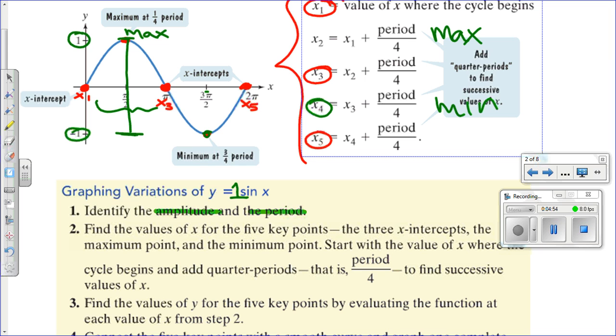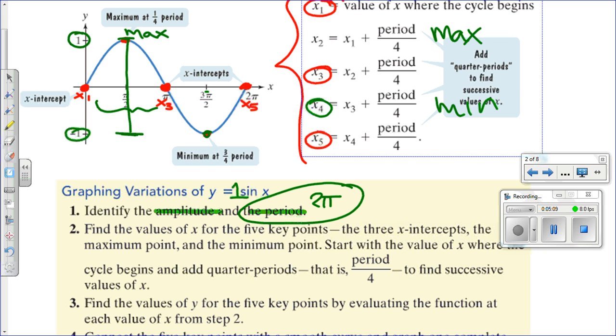The period, I think you guys already know, what's the period for the sine function? 2 pi, just 2 pi. So one full cycle is 2 pi, all right?